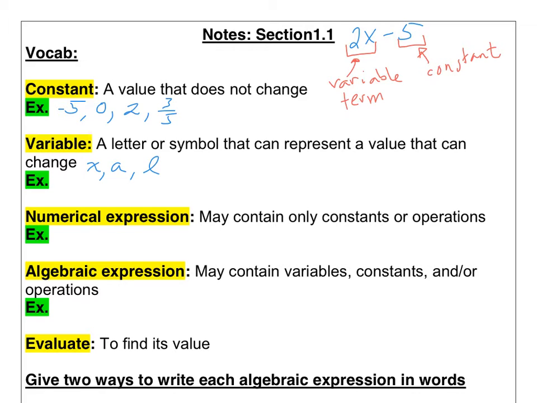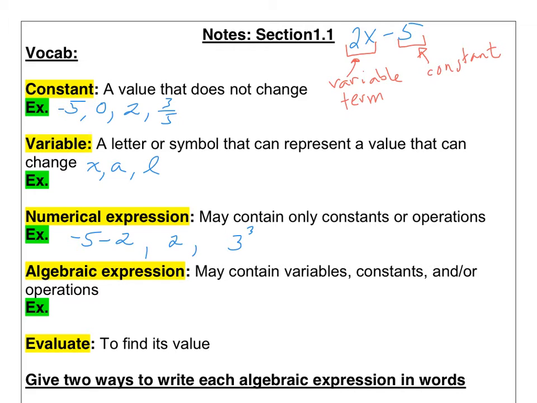A numerical expression is what we were doing last week with integer rules. So for instance, if you had a -5 minus a 2, a numerical expression may contain only constants and operations. So here you've got constant numbers, a 2 and a -5, and it's got this operation symbol of a minus. It could also be just one number, or a number raised to an exponent. So long as there's no variables in there, it can just contain numbers and operation symbols.